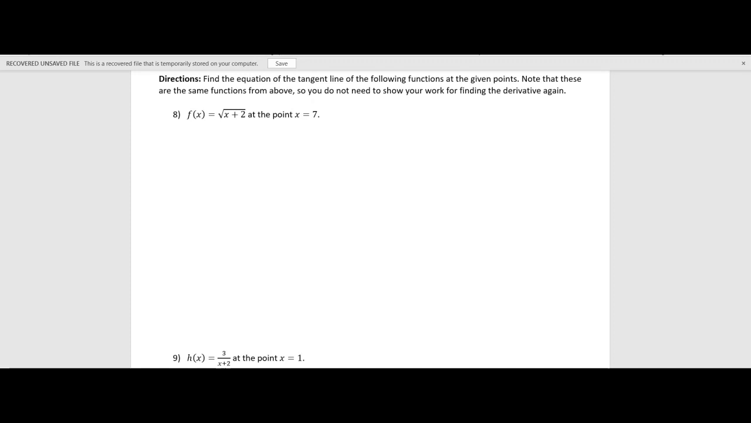So it says find the equation of the tangent line of the following functions at the given points. Note that these are the same functions from above, so you do not need to show your work for finding the derivative again. Since I haven't gone over these derivatives in a video, I am going to show the work for finding the derivatives. Just note that if you're up to question 8, you've already done this. So you can check your work, make sure you did the derivative correctly, but you won't have to repeat all the work. Although, I am going to do it a different way. So you may want to look and see if you got the same answer as I am now.